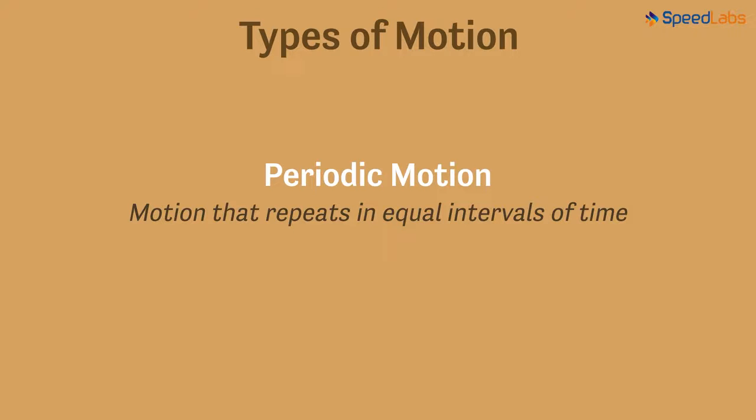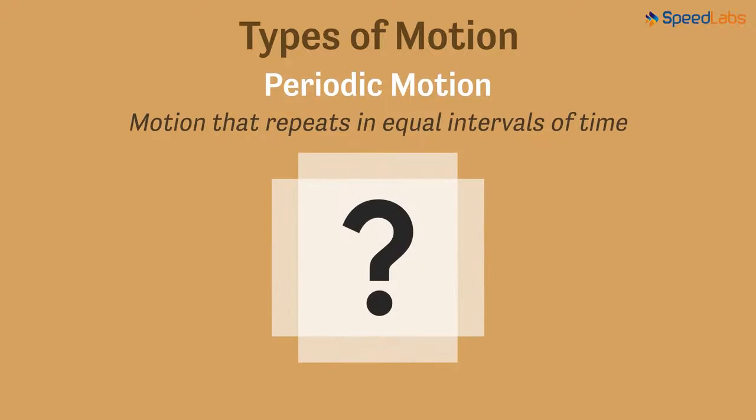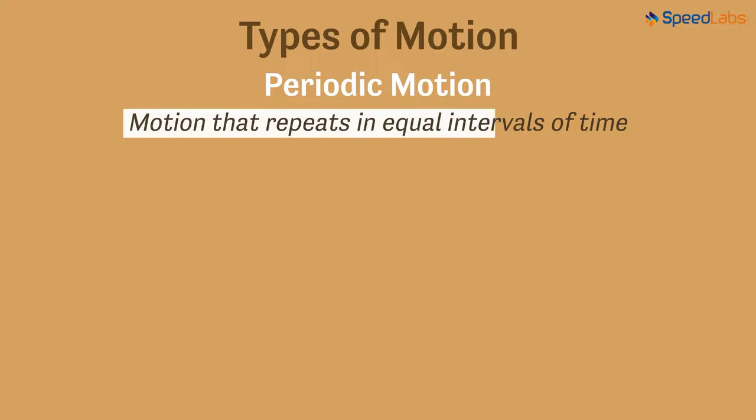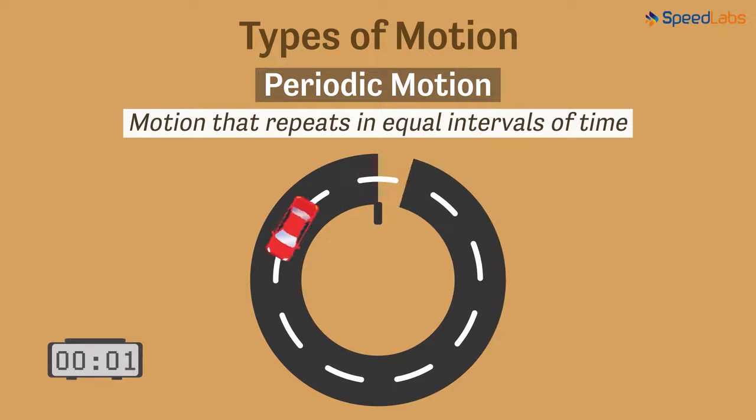intervals of time. Can you think of any example of this type of motion? Any object repeating its motion in equal intervals of time will be undergoing periodic motion. Assume an object is moving in circles and is covering each round every 3 seconds. Is it performing a periodic motion? Absolutely. Since it's repeating its motion along the same path every 3 seconds, it is undergoing periodic motion.